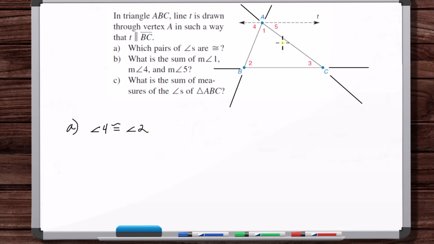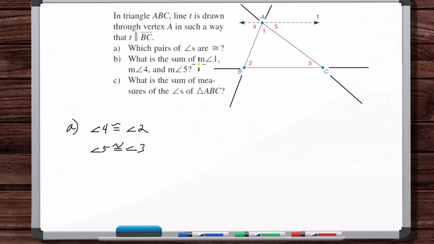What else? This entire angle is congruent to this entire angle. As far as transversal AC, these are alternate interior angles. So angle 5 is congruent to angle 3. Is there any other direct congruence? What about angle 1? Angle 1 is kind of a mixture. When it comes to the two transversals, it's going to be mixed in. So these are the only congruence pairs.